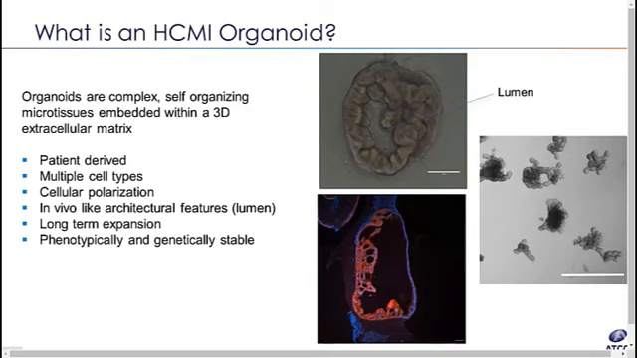So specifically, what is an HCMI organoid? You need to note that organoids can be made in various ways, such as through normal primary tissue or through iPSCs. Organoids in general are self-organizing microtissues that grow in a 3D extracellular matrix. But these HCMI models are unique. As I previously mentioned, they're all patient-derived from biopsy tissue. They consist of multiple cell types and exhibit cellular polarization. This allows for in vivo architectural features. As an example, in this image, you can see the lumen formed, which is a common feature for these organoid models.